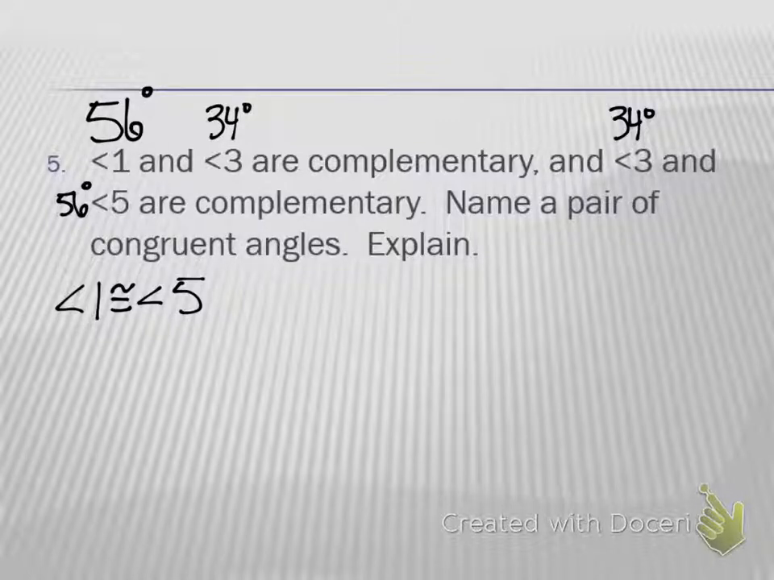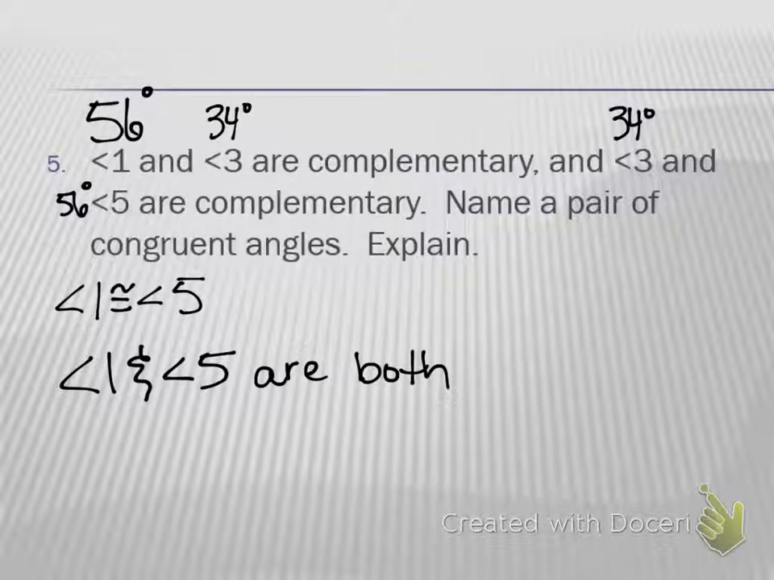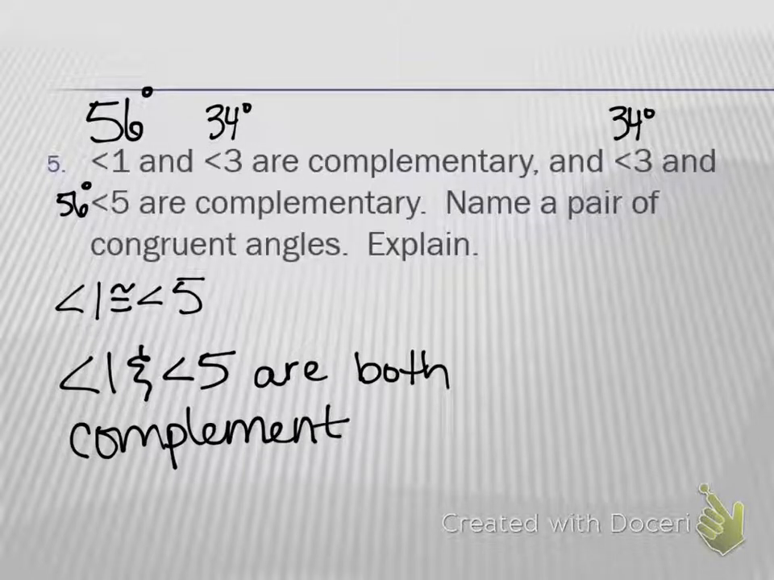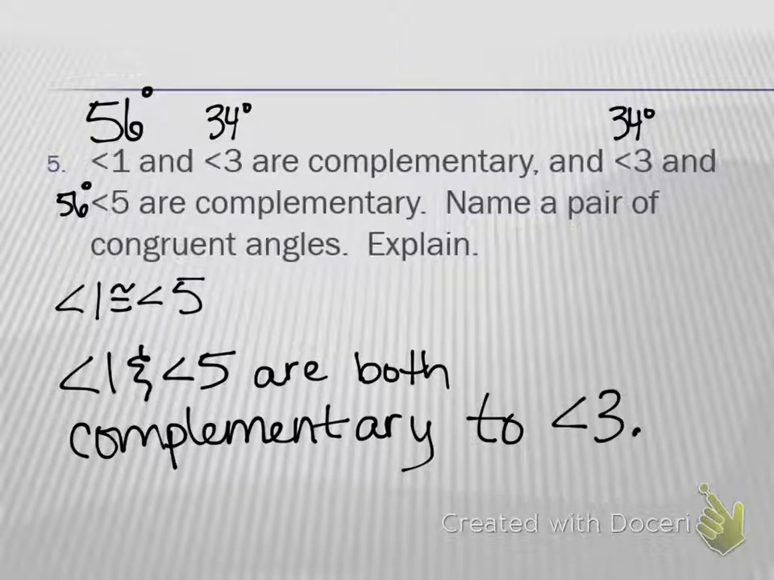If we need an explanation of why, it's not really going to work to use a hypothetical case. The real reason why is because they are both complementary to angle 3. Angle 1 and angle 5 are both complementary to angle 3. So that goes back to the congruent complements theorem that we filled in on the front of the notes.